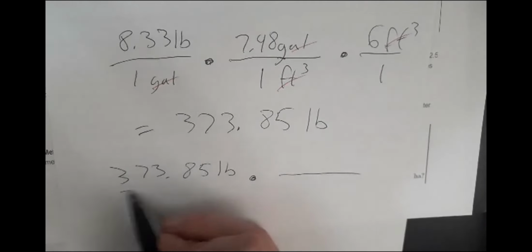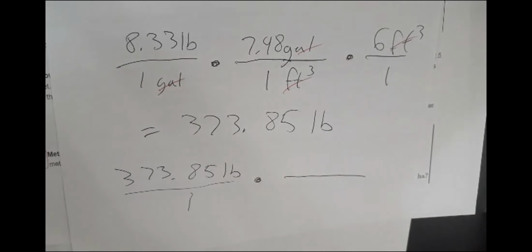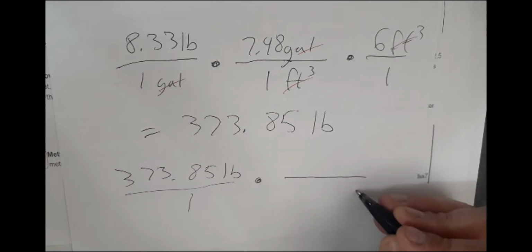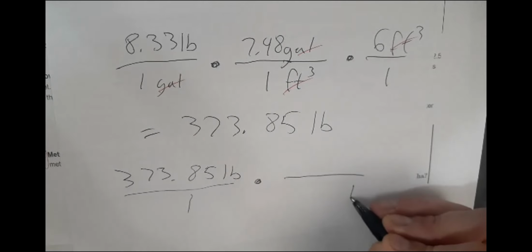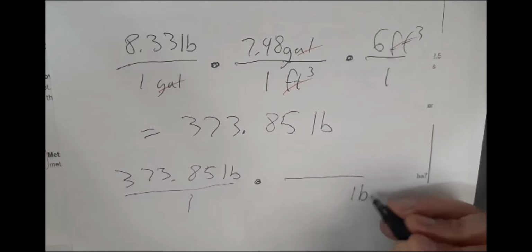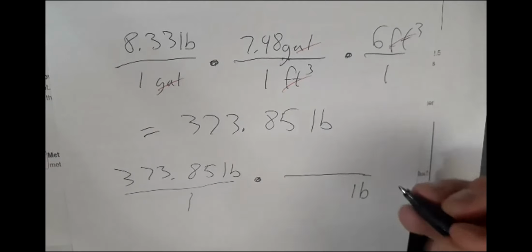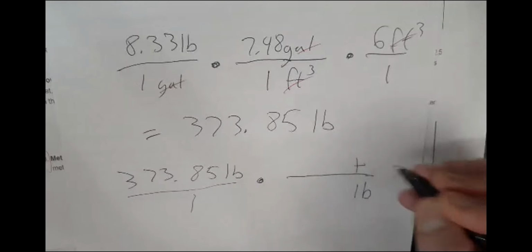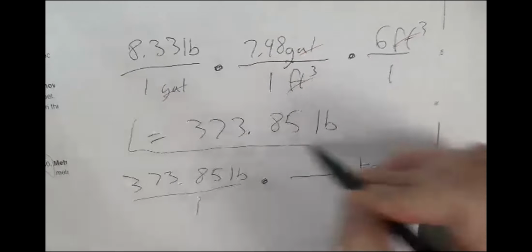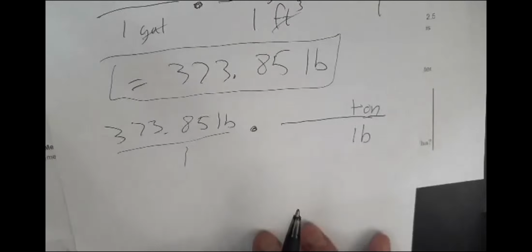So if pounds is over here, we can think about it being on top. If we want to convert pounds, where does the pounds need to go? On bottom. So 1 pound, pounds on bottom, tons on top. We want to go from pounds to tons. And maybe I ought to box this number because this was one of our solutions, right?